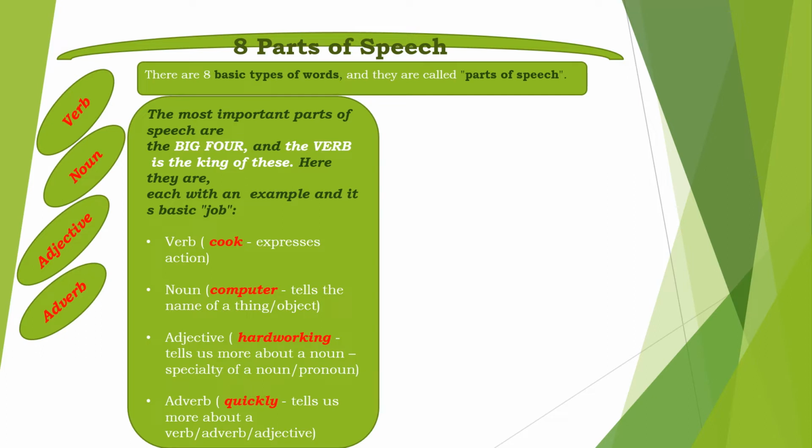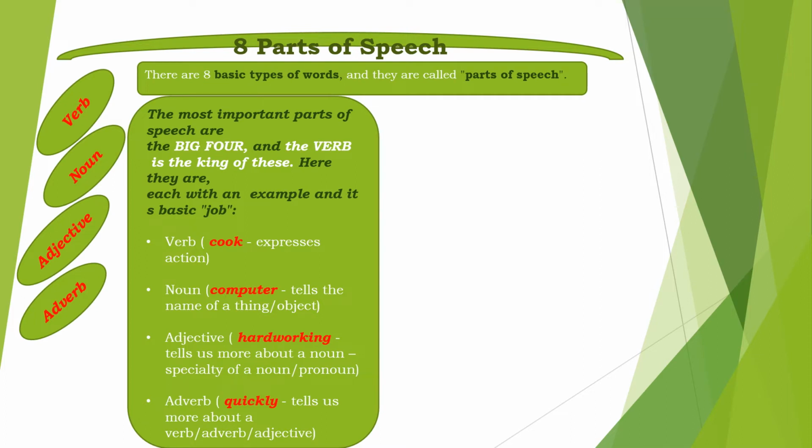The first one is verb. Cook. It expresses action. I am cooking breakfast. So I am doing an action. So cook is expressing action. Number 2, noun, computer. I bought a new computer. So basically it is telling you the name of a thing and an object. What did I buy? A computer, a name of an object.